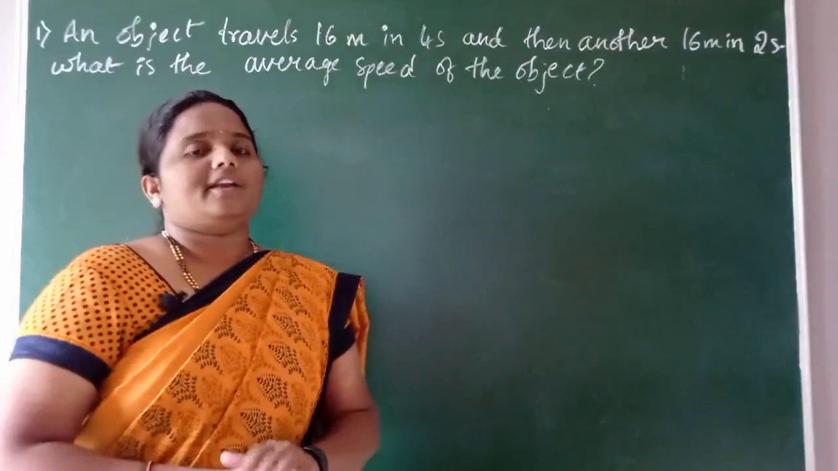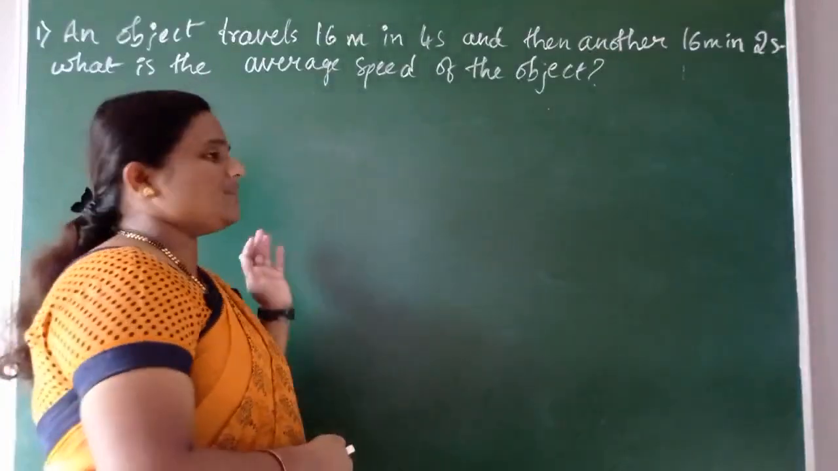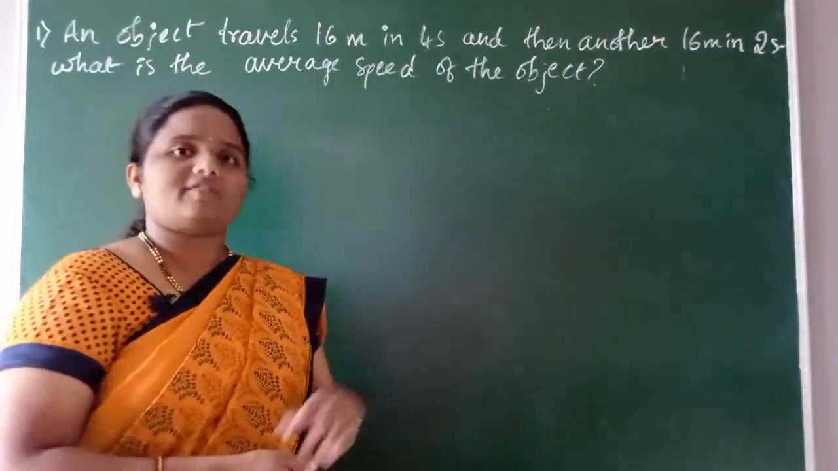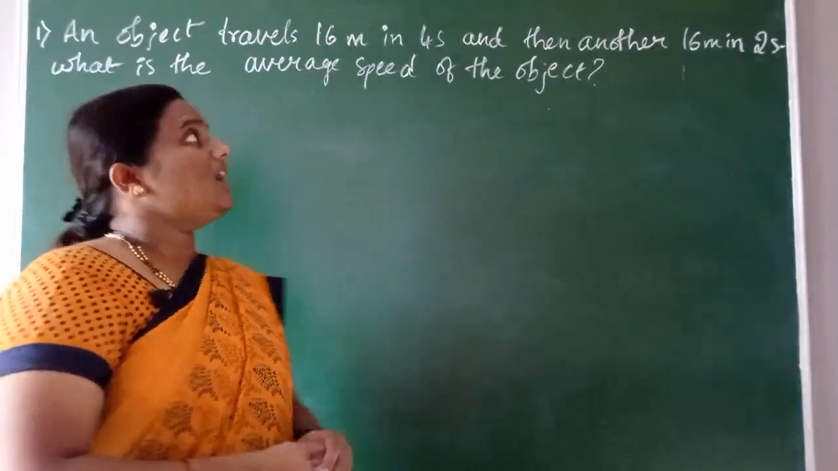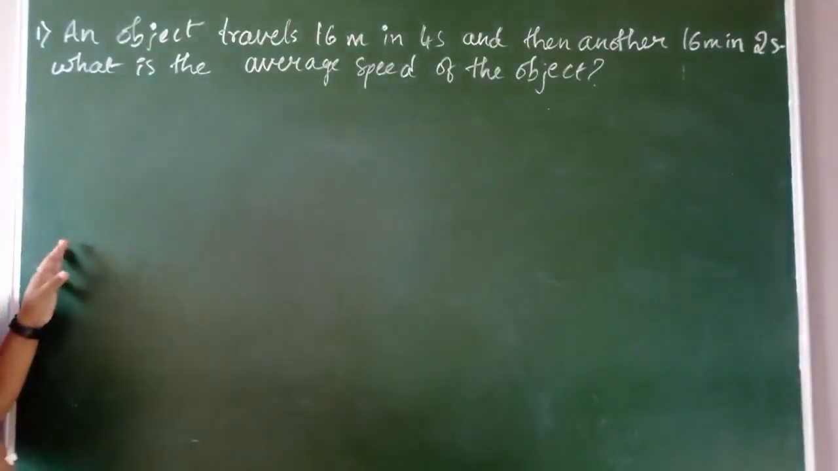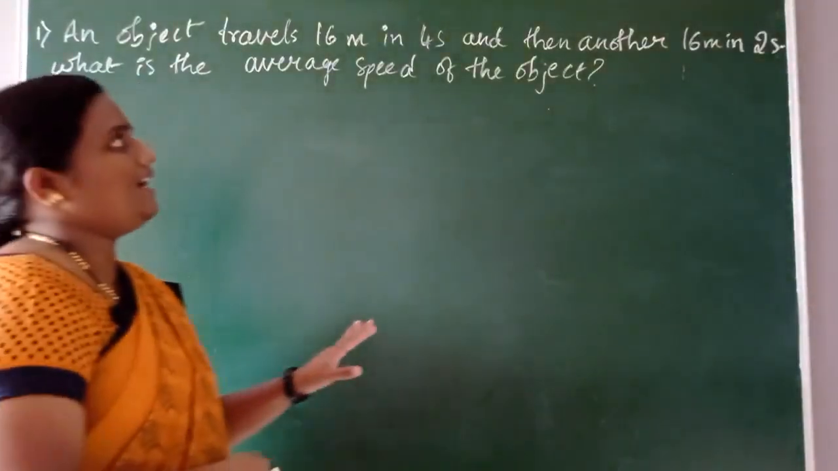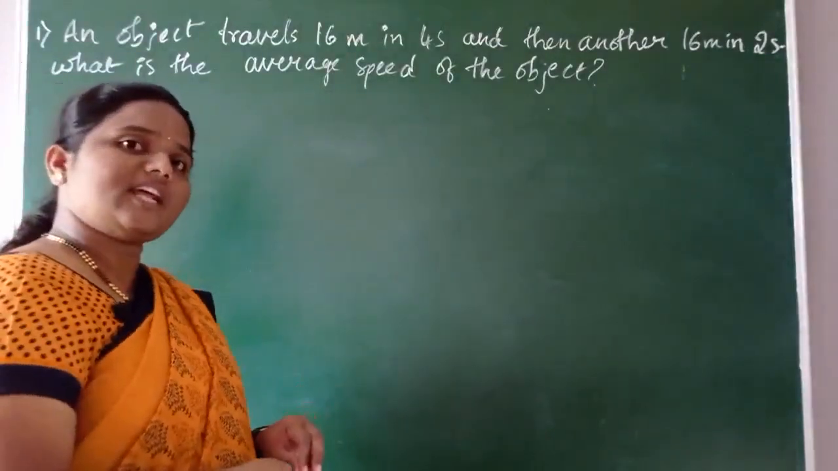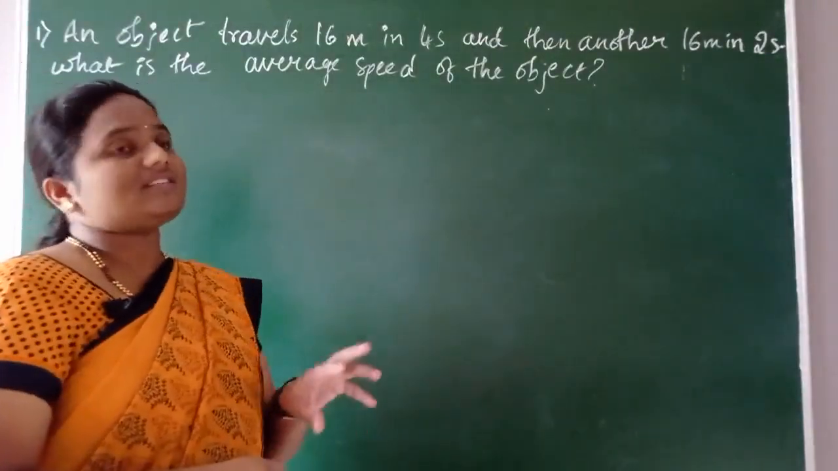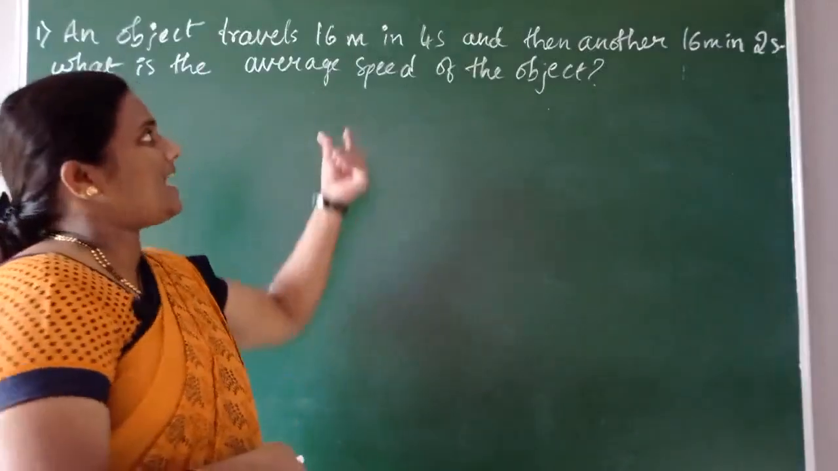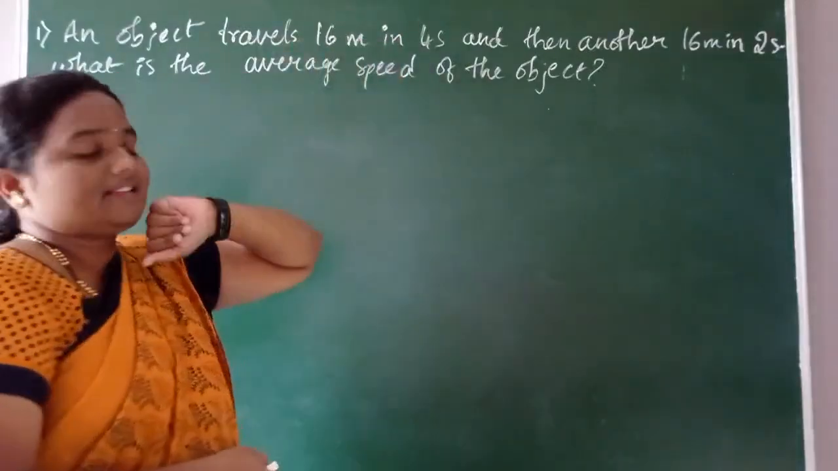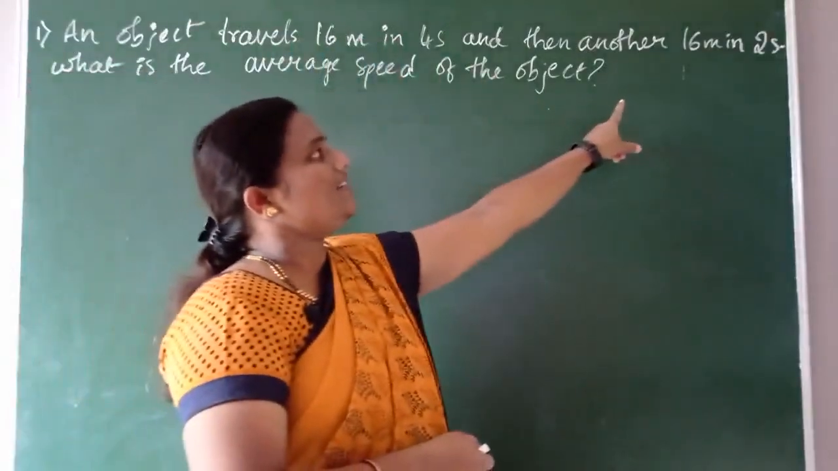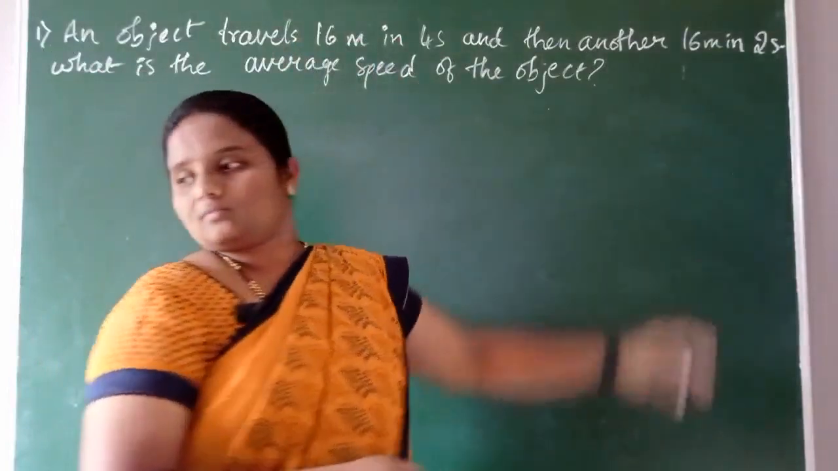Children, now we will solve numericals based upon the topics we have learned so far. Here the first question comes: an object travels 16 meters in 4 seconds. It is covering 16 meters in 4 seconds, meaning the time has been given and the distance has been given. And then it will cover some more distance.